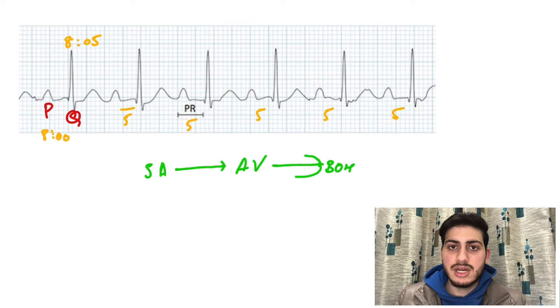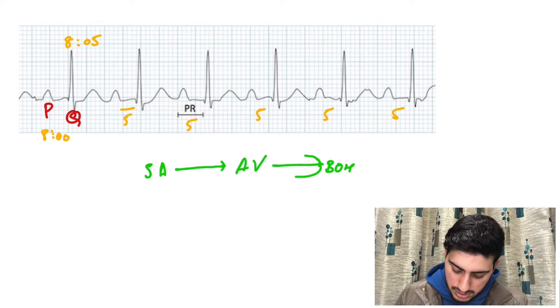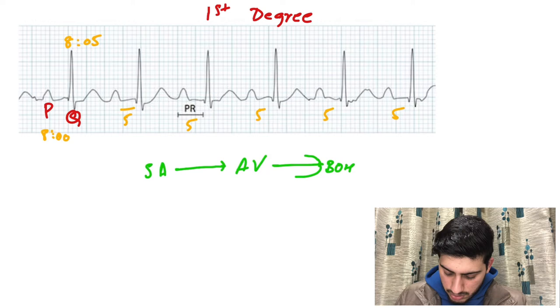So what is the location for the first degree one? This is first degree, let me write it here. So this is the general network of the impulse. Now what happens is, as it sounds, it's a block. So in block, there will be block at certain locations depending on the type of heart block.